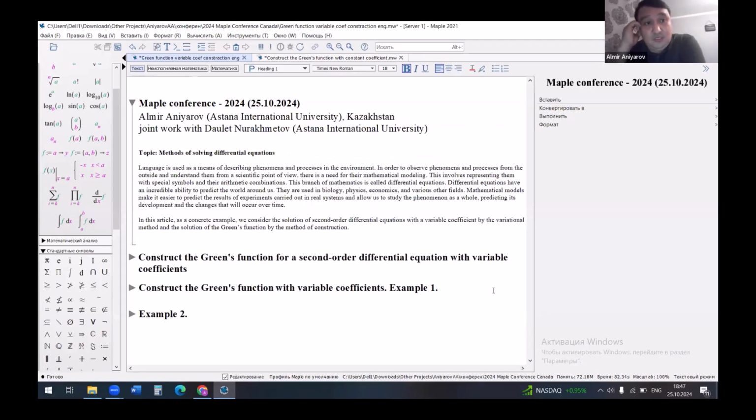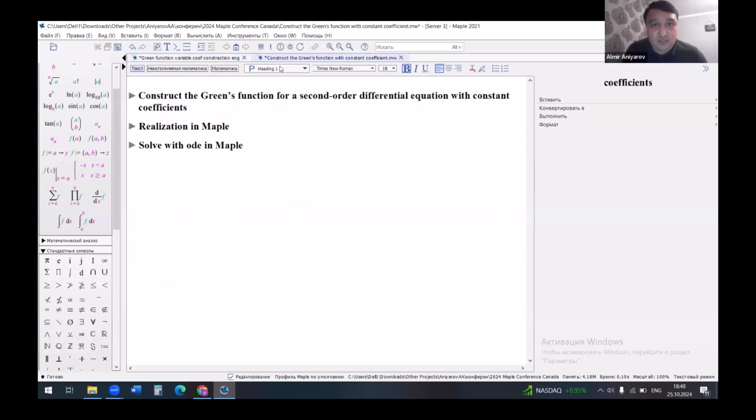Yes, my name is Almir Aniyarov. I teach math at Astana International University in Kazakhstan. This work is joint with Daulet Nurahmetov. We discussed how to construct the Green function for a second order differential equation with variable coefficient. And I want to share how we construct the Green function for a second order differential equation with constant coefficient.